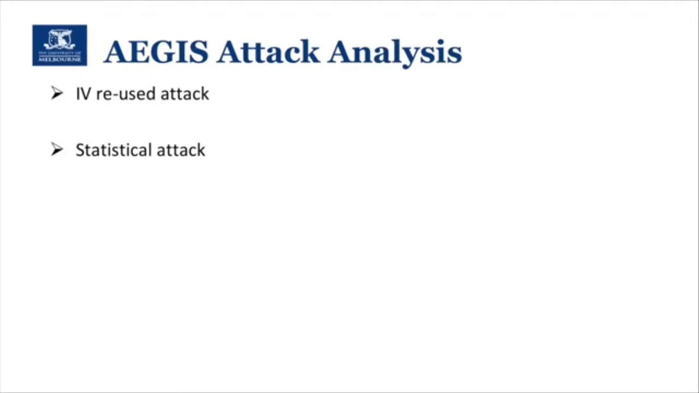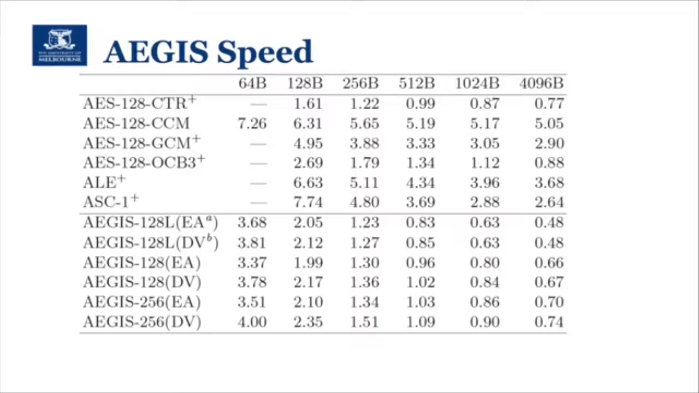At last, I will talk about the application of AEGIS. AEGIS was very fast, and as you can see in the form, AEGIS 256 is as quick as AES-CTR using the AES 128 encryption. So in my report, there are some applications. I will show some applications in our life.